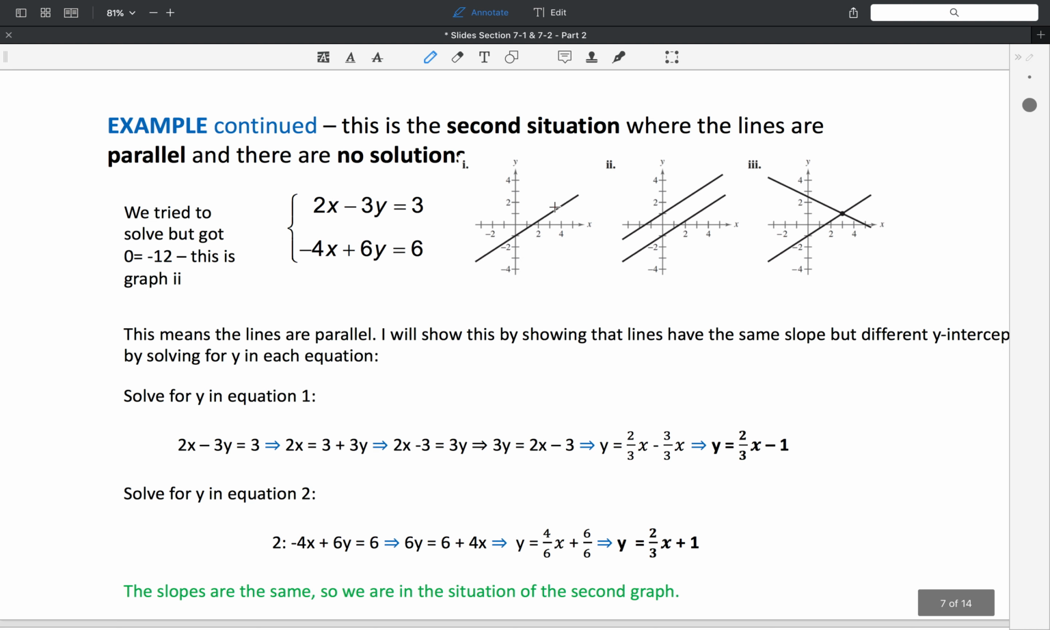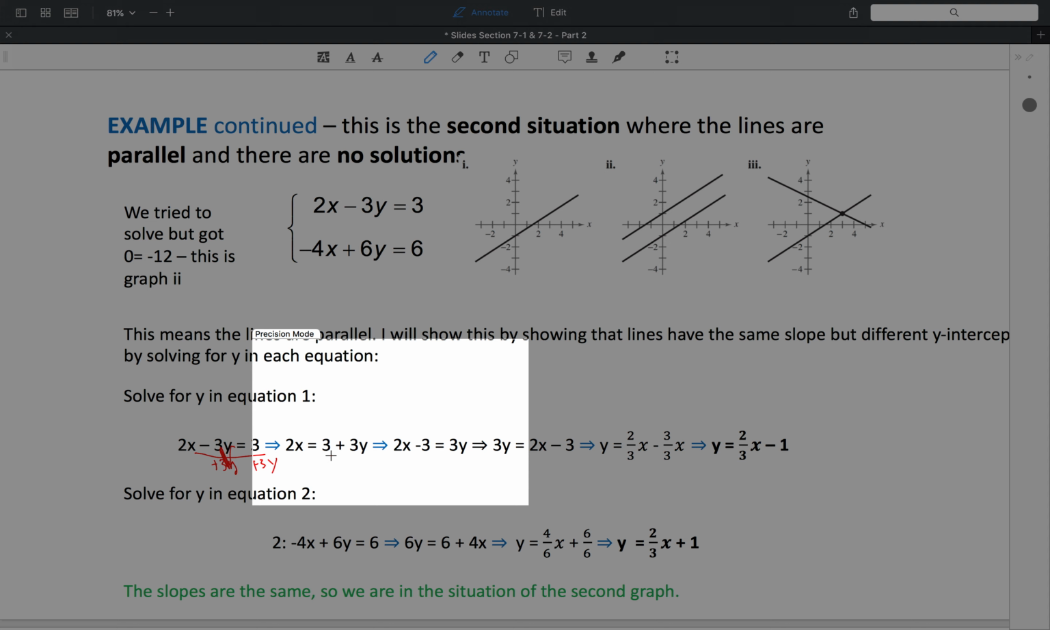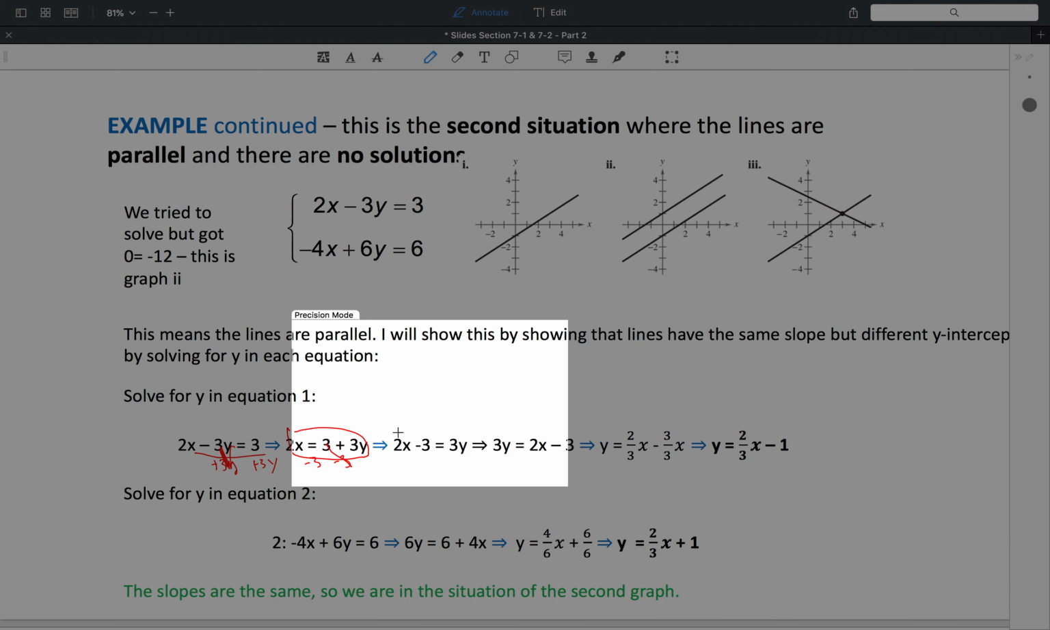Okay, so this is summarizing what we did before. We tried, and we got 0 equals minus 12, so we know there's no solutions. So what I'm going to do is solve for y in each equation. I'm going to start with the first equation, and then add 3y to both sides. That gets rid of this. And so that leads me to this new equation. Now I'm going to subtract 3 from each side. That gets rid of this. And so I'm in this new equation here.